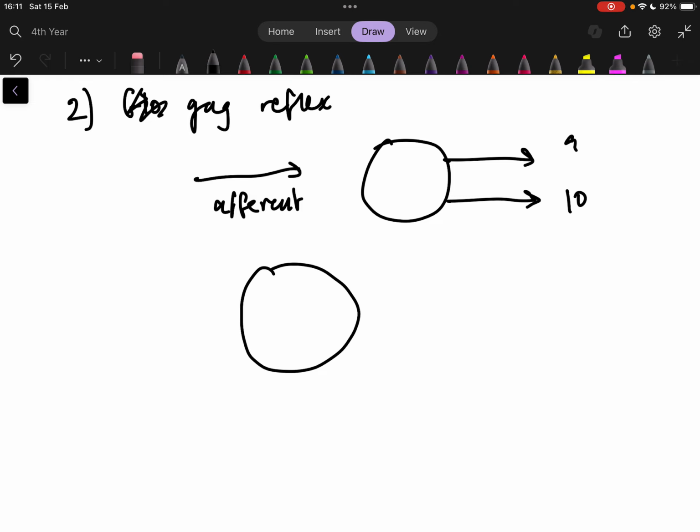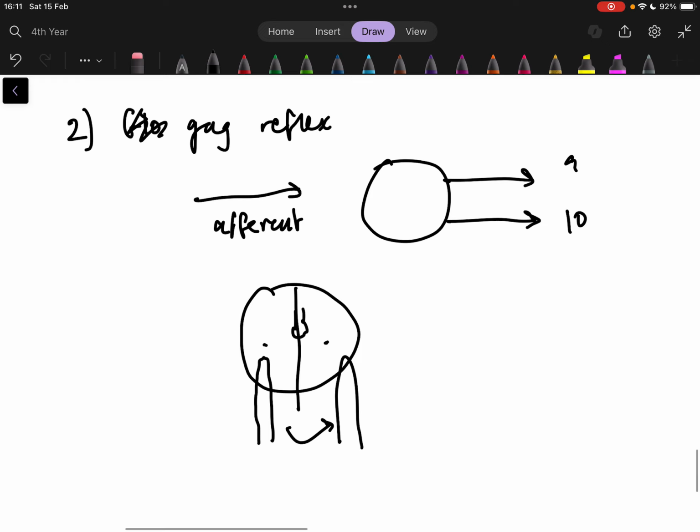So if you look at the uvula, if you were to look at the patient head on, right, there are two parts here. You would put a stick and stimulate that part first, and then you go to that part to see if there are any differences in the reflex, okay?